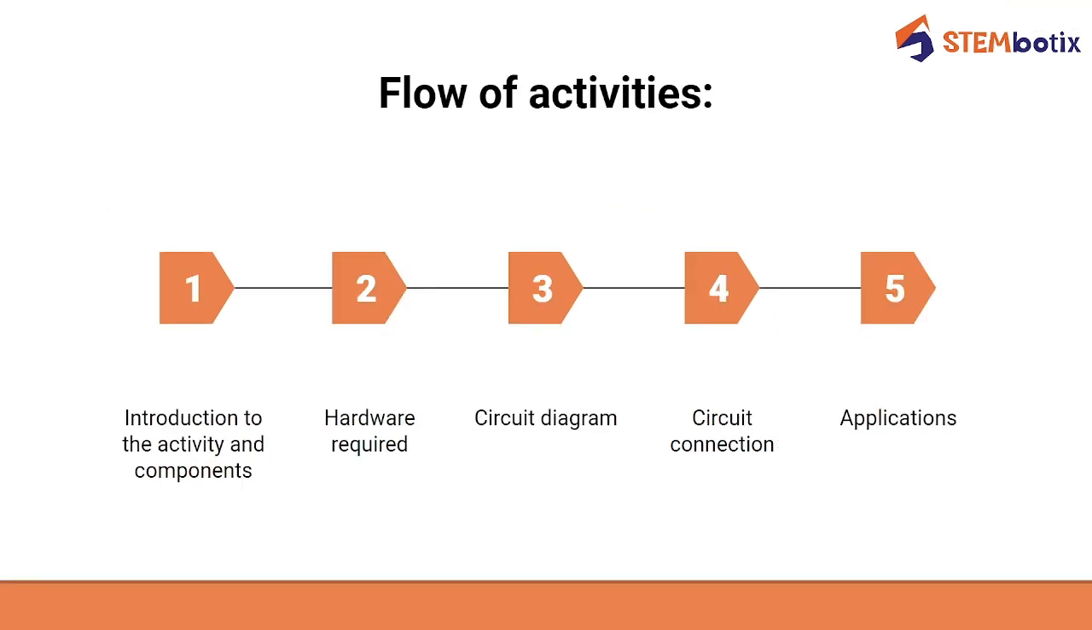The flow of activities is given here, showing how your activities are going to proceed. In the first part, we will see the introduction to the activity and a brief introduction to the components. Then in the second part, we will list the hardware required to build a particular circuit. In the third part, we will see the circuit diagram. In the fourth part, we will see the circuit connection steps. And in the last, fifth part, we will see the applications of the circuit we have built.